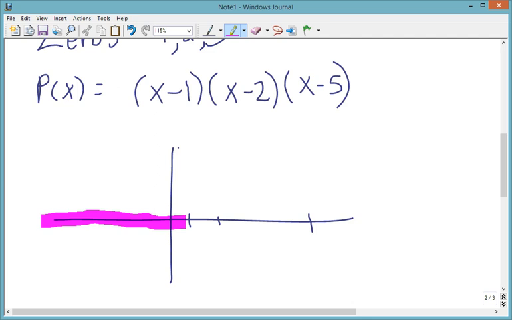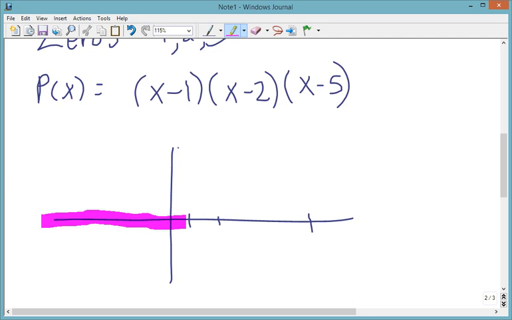Because for it to go from positive to negative, for it to switch around, it would have to cross the x-axis again, and it doesn't. It only crosses at these 3 places. And that's actually a really important theorem.